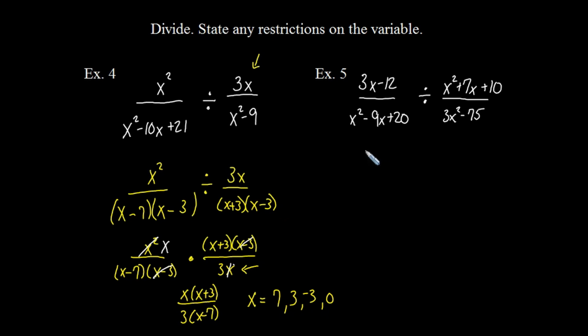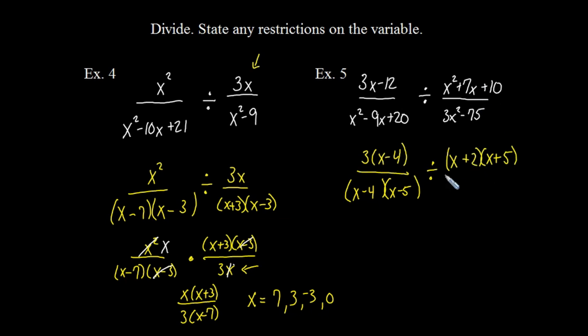So we're going to go ahead and factor the numerator, 3x minus 12. That has a GCF of 3. We end up with x minus 4 in parentheses. Then we'll factor x squared minus 9x plus 20 into x minus 4 and x minus 5. We will continue with division, but we'll just factor x squared plus 7x into x plus 2 and x plus 5, because 2 times 5 is 10, and 2 plus 5 is 7.